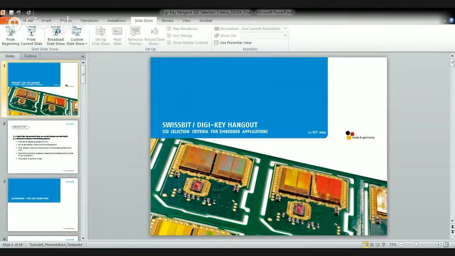So the background here is that SSDs are taking over. Embedded systems are highly pervasive. In 2011, 1.8 billion embedded systems shipped per IDC. In 2015, that number will change to 4 billion.